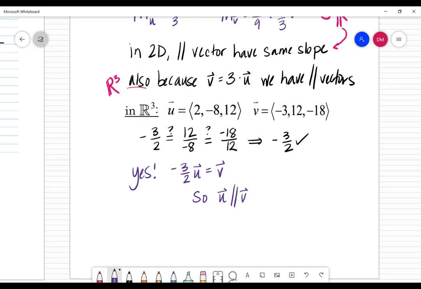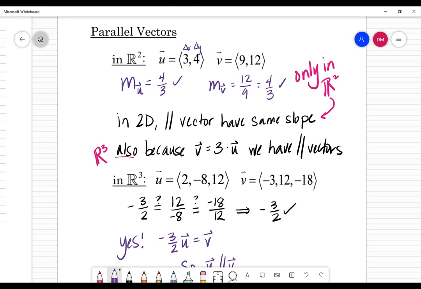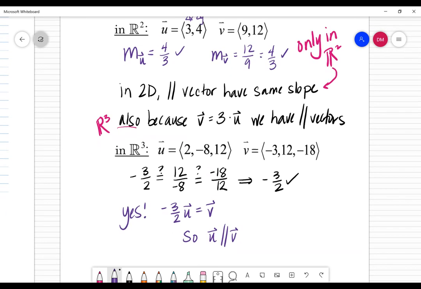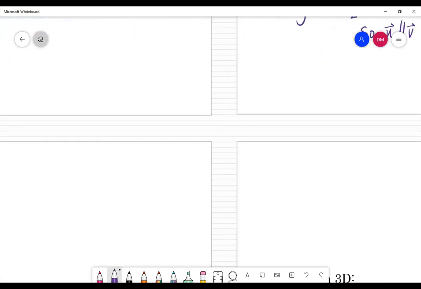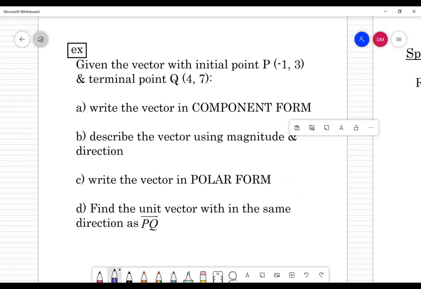Okay, so if we're in 2D, it's just this basic idea of slope. When we are talking in more than 2 dimensions, in this case 3 dimensions, we are looking for scalar multiples of one another. All right, so that's easy topic number 1.